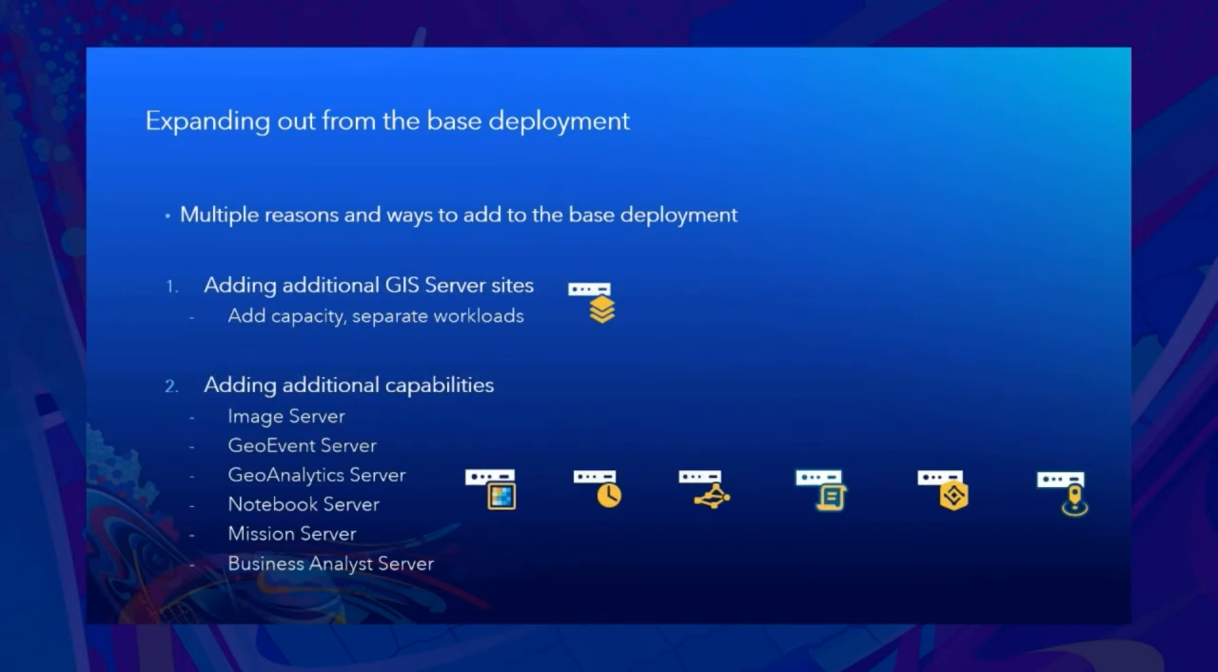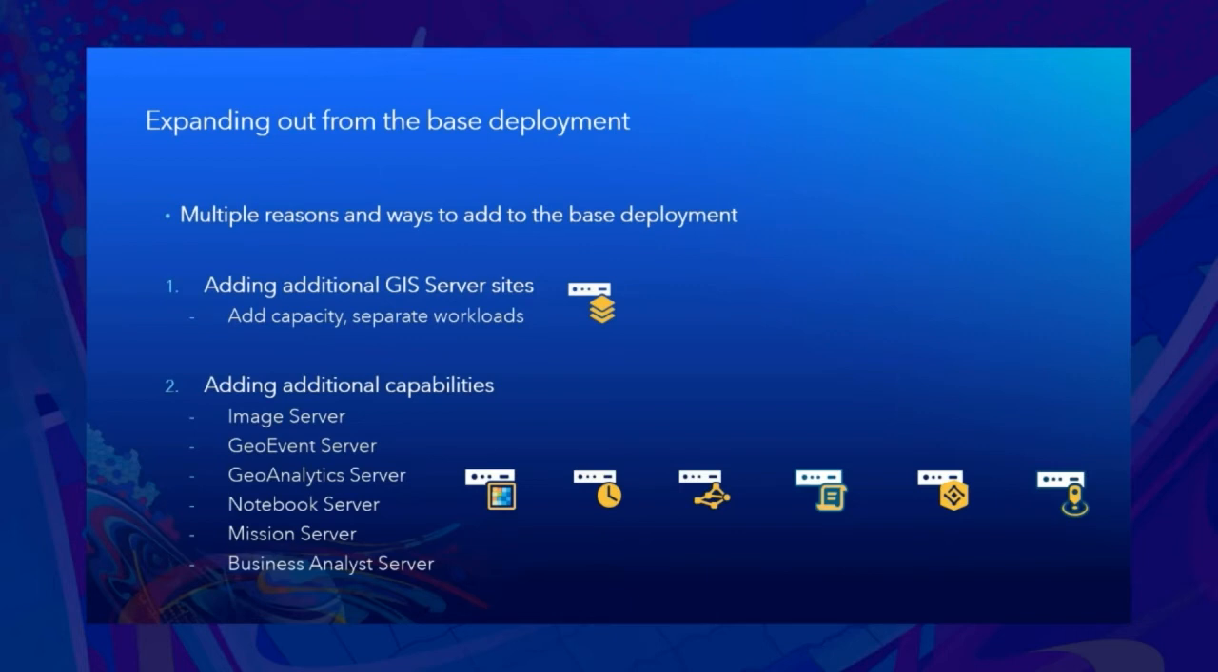So, expanding out from that base deployment and thinking about ways to do it. Well, we talked about adding additional GIS server sites to give us capacity and separate out workloads. But what about additional capabilities and adding things like an image server to get the dynamic on-the-fly processed image services, or GeoEvent Server because we have real-time data needs?